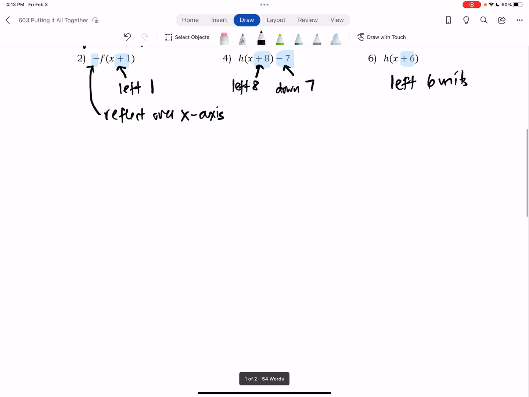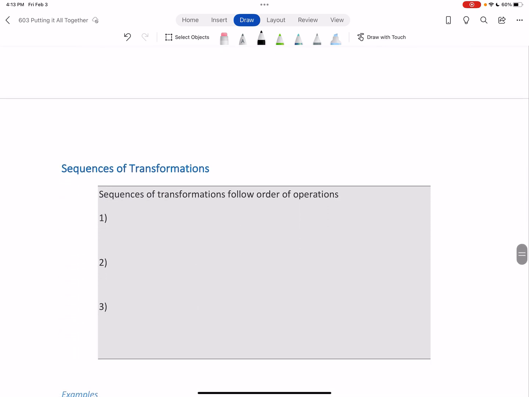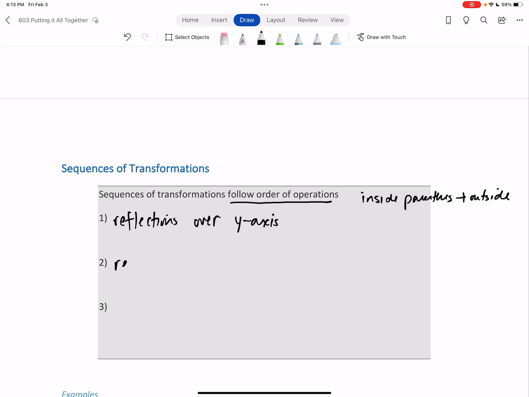Okay, so when we think about the order that things happen in, it follows the order of operations. So work your way from inside the parentheses to outside. So the first thing that's going to happen is reflections over the y-axis. And then you might have reflections over the x-axis. And then last but not least, you're going to do your shifts, left or right.